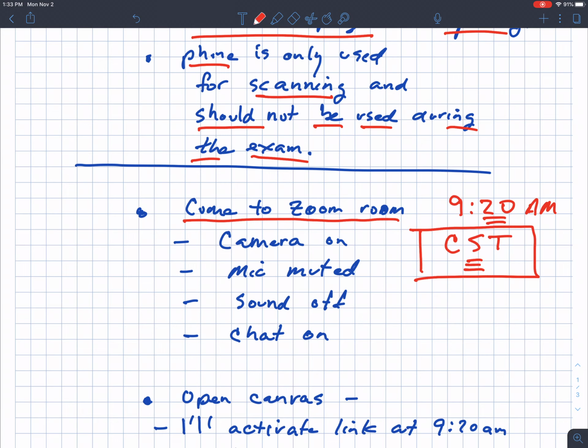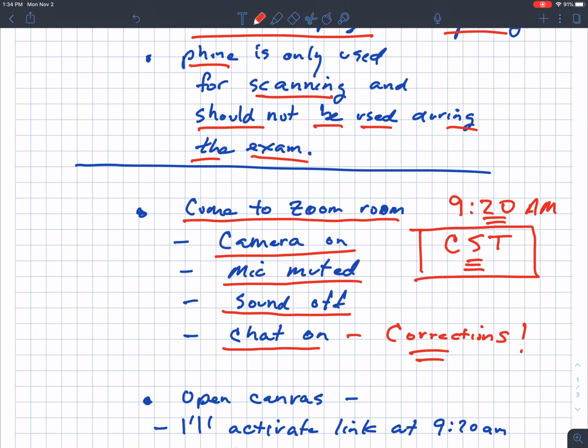9:20 Central Standard Time. Show up in the Zoom room, have your camera on, your mic muted, and ultimately turn off your sound when it's time to work the exam. Okay, that way if someone turns on their microphone and asks a question, it won't interrupt you. All right, you should also turn on the chat, because if there's any exam corrections, that's where that will show up.